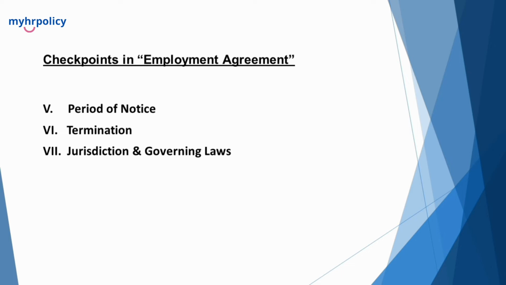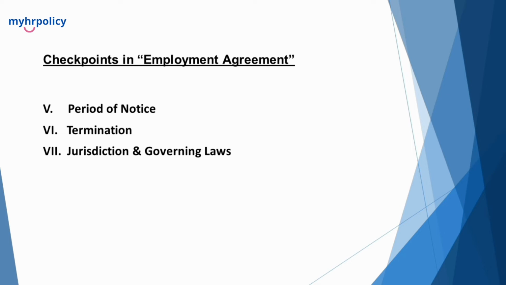Sixth is termination. The why, when, and how of the termination of the agreement is dealt with in this clause. It must include the circumstances in which the organization wishes to suspend the services of the employee, or when the employee wishes to resign from his or her job.